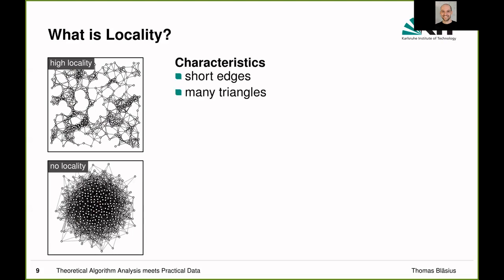Or put in different words, what are the characteristics of a high level of locality? Well, I have rather short edges. What do I mean by short edges? Short edges means that if I look at a pair of vertices that is connected by an edge, then these two vertices are already pretty close in the rest of the network. So if I look in this picture up here and I pick this vertex and this vertex, let's say this edge here, then this edge is contained in a triangle.